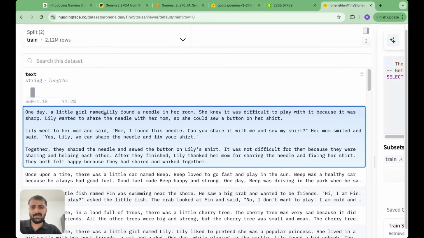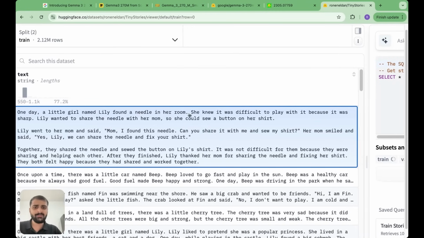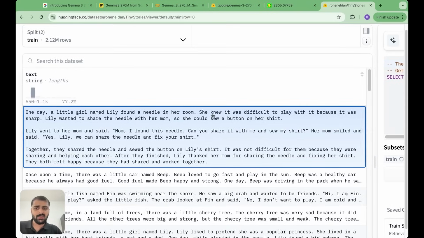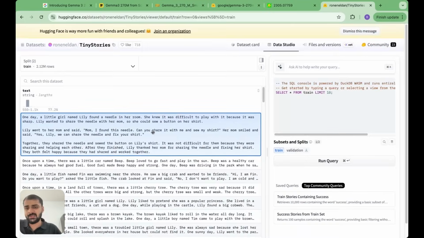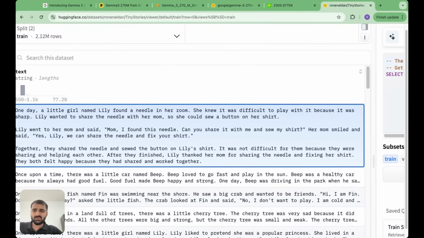One day, a little girl named Lily found a needle in her room. She knew it was difficult to play with because it was sharp. Lily wanted to share the needle with her mom so she could sew a button on her shirt. Lily went to her mom and said, "Mom, I found this needle." So this is one story. This whole blue box which I have highlighted is one story.